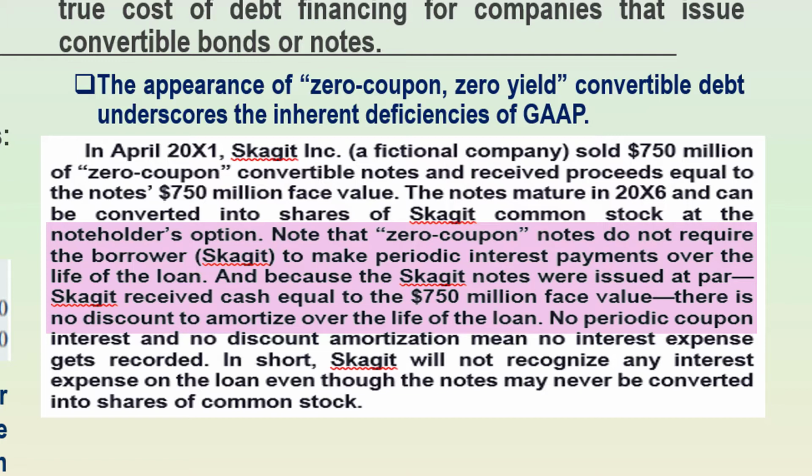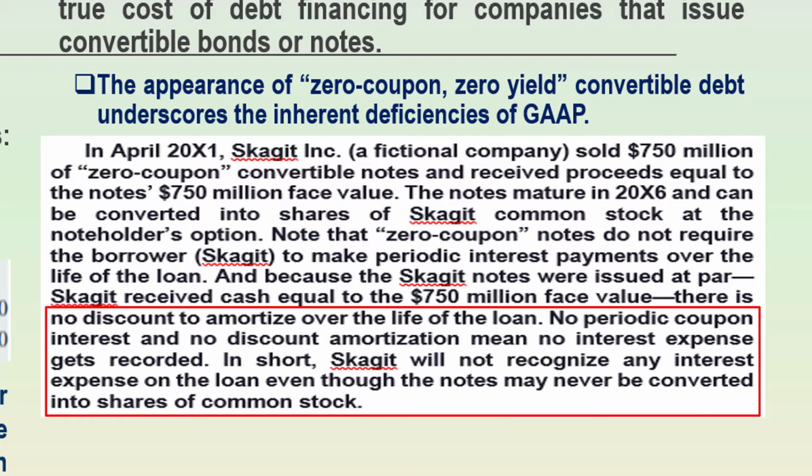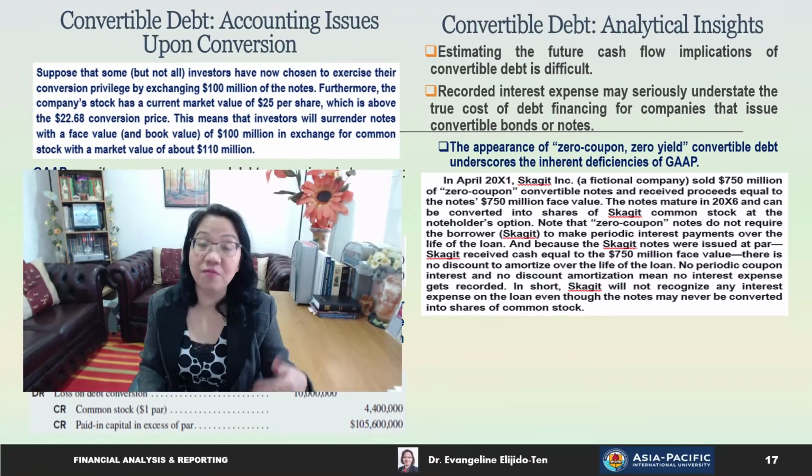And because the Skagit notes were issued at par, Skagit received cash equal to the $750 million face value. There's no discount to amortize over the life of the loan. No periodic coupon interest and no discount amortization mean no interest expense gets recorded. In short, Skagit will not recognize any interest expense on the loan even though the notes may never be converted into shares of common stock. So it's almost like a free loan.